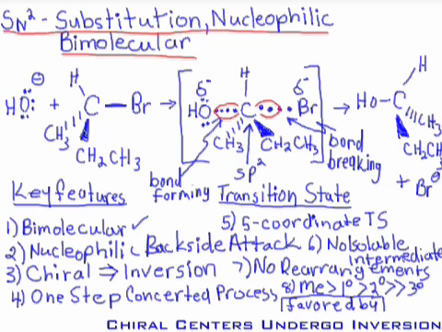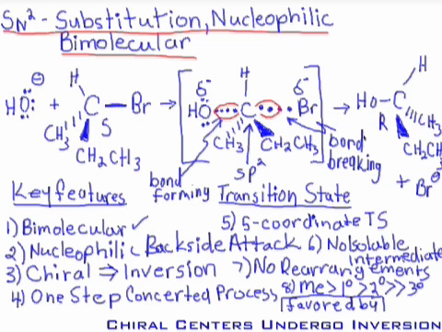If we look at the product, we see a chiral molecule. In this case, if I prioritize 1, 2, 3, this guy is S. The chirality now, 1, 2, 3, is R in the product. So taking a chiral molecule will result in inversion.